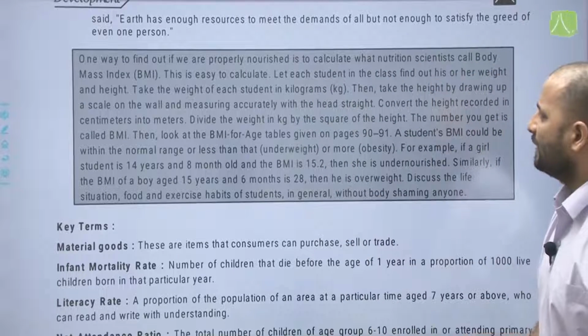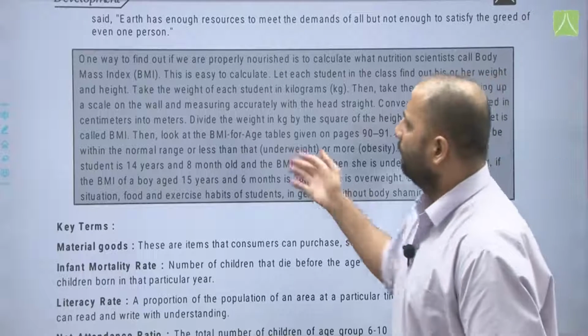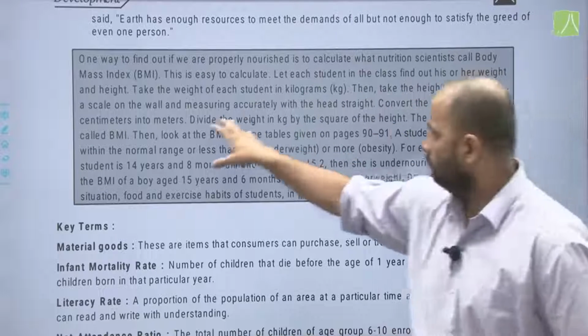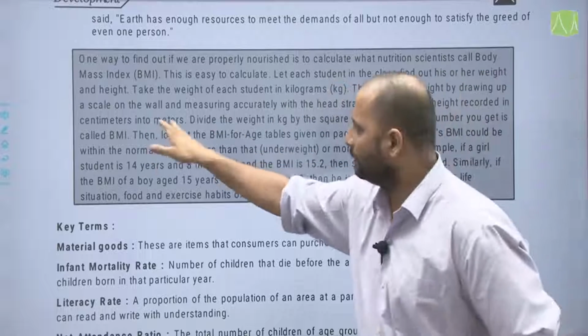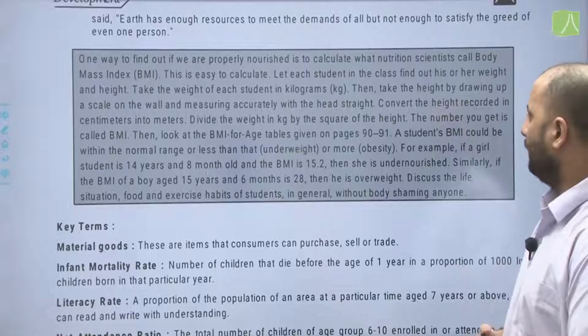if we are properly nourished is to calculate the BMI, which has been mentioned here. Probably you can see how BMI is calculated: the weight of each student in kilograms, and the height is measured, and then the height is converted from centimeters into meters, and you divide the weight in kg by the square of the height. So, you get the BMI.